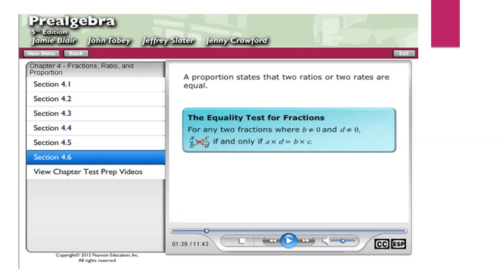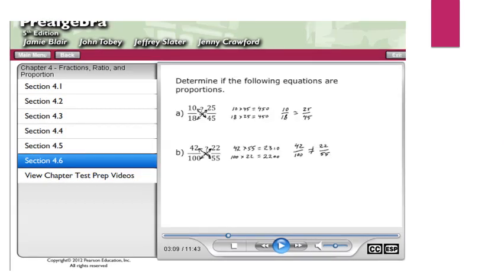In the next slide, there are two examples. The two examples are two equations, and we want to find out if they are proportional. Notice what it's asking us: to determine if the following equations are proportions, and it's not telling us that they're proportions. The other indication is that there is a question mark above the equal sign. That's an indication that we don't know that it's proportional. We don't know if 10 over 18 is equal to 25 over 45. We have no idea. So we have to use the equality test that we just saw in the previous slide.